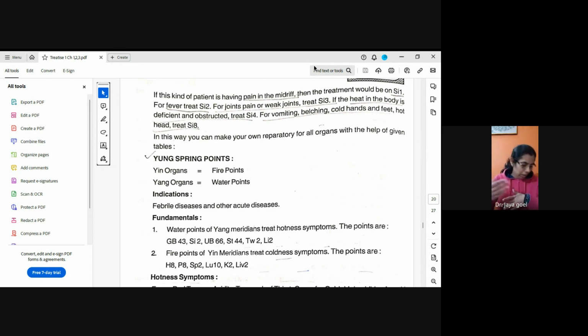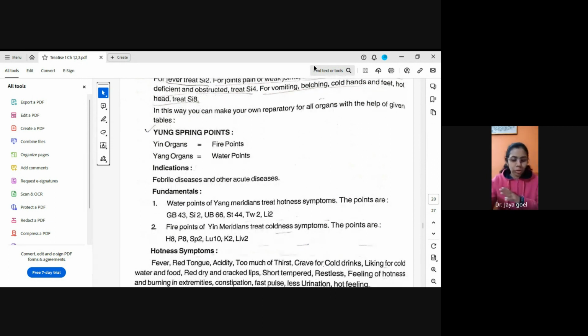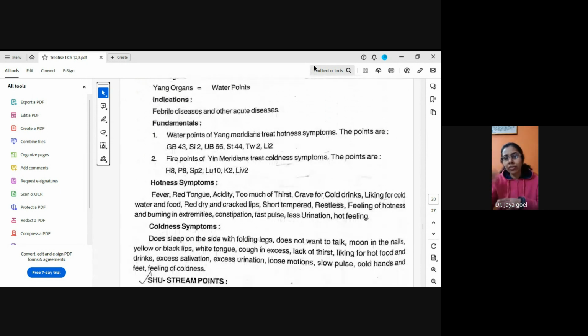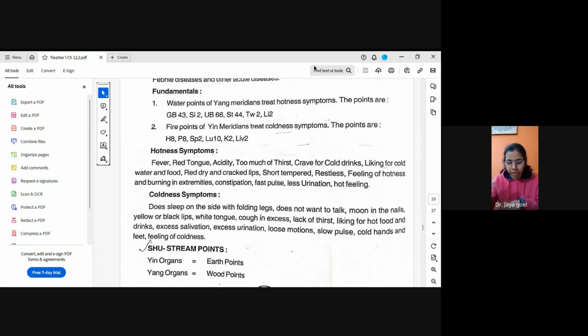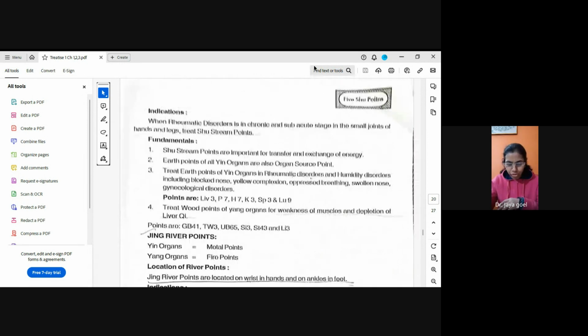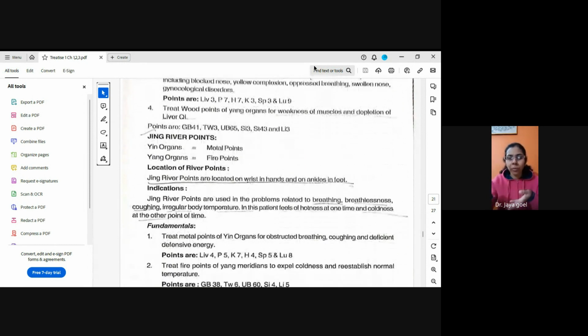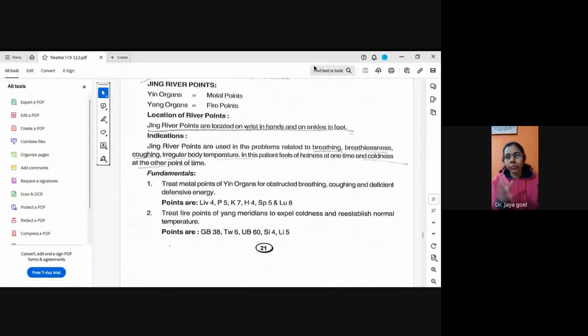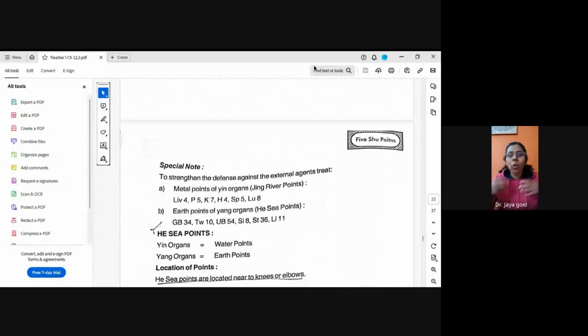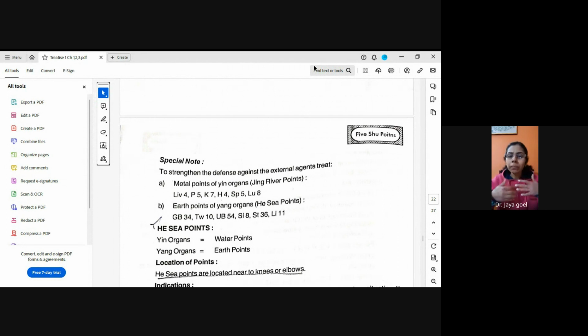Then the stream has more water than the spring, and the river has more water than the stream, so in fourth place comes the Jing River point. Then in the last, the sea has the maximum water, so it is the He Sea point. We can say it is about the water in the energy, and water is considered as the energy. This point has more energy and is easy to reach, so we use the Jing Well point.